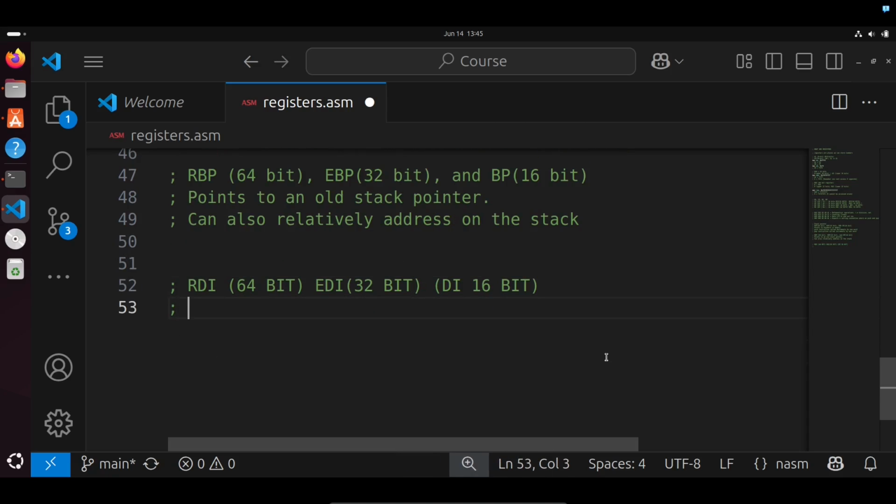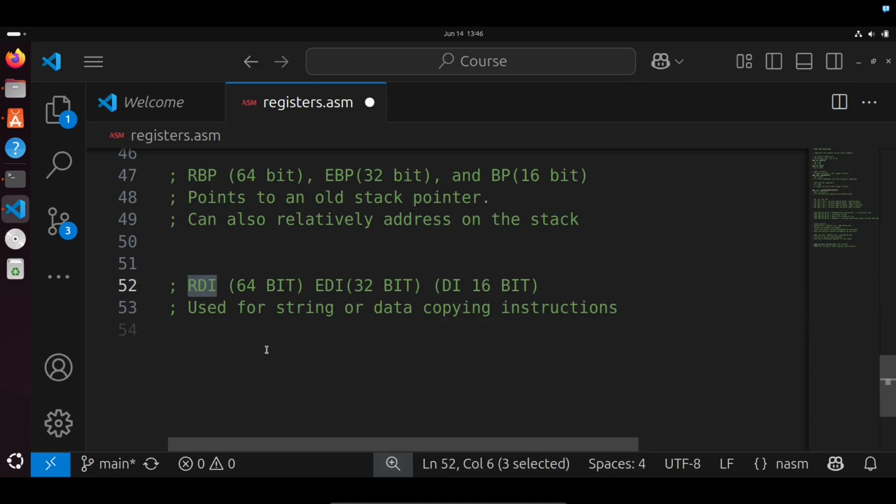Let me put a little comment there. So used for string or data copying routines, instructions. So you could copy certain memory regions, and it will be written into RDI wherever RDI is pointing in memory. So if that's pointing to, say, 0x1000 in memory as an example, it'll try to write to 0x1000, okay?